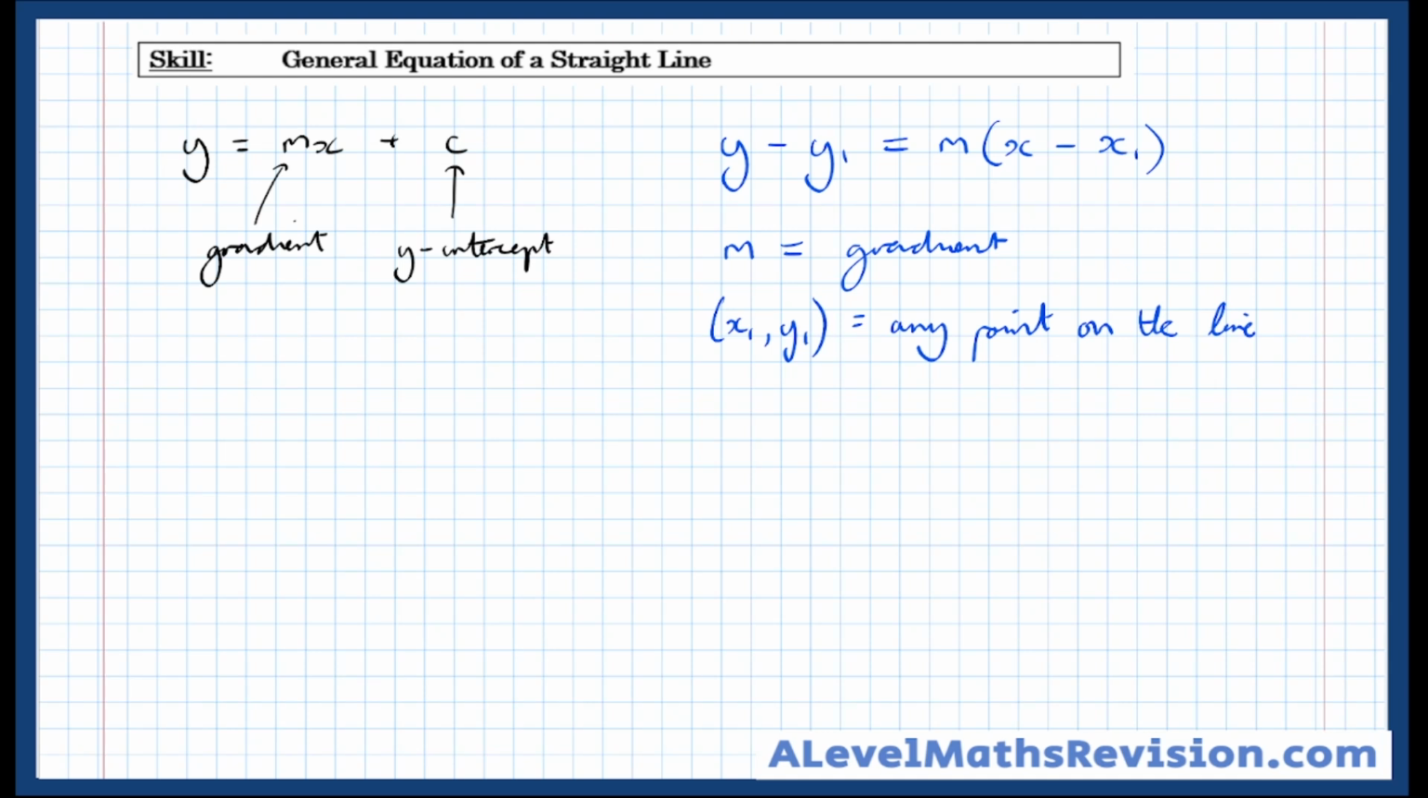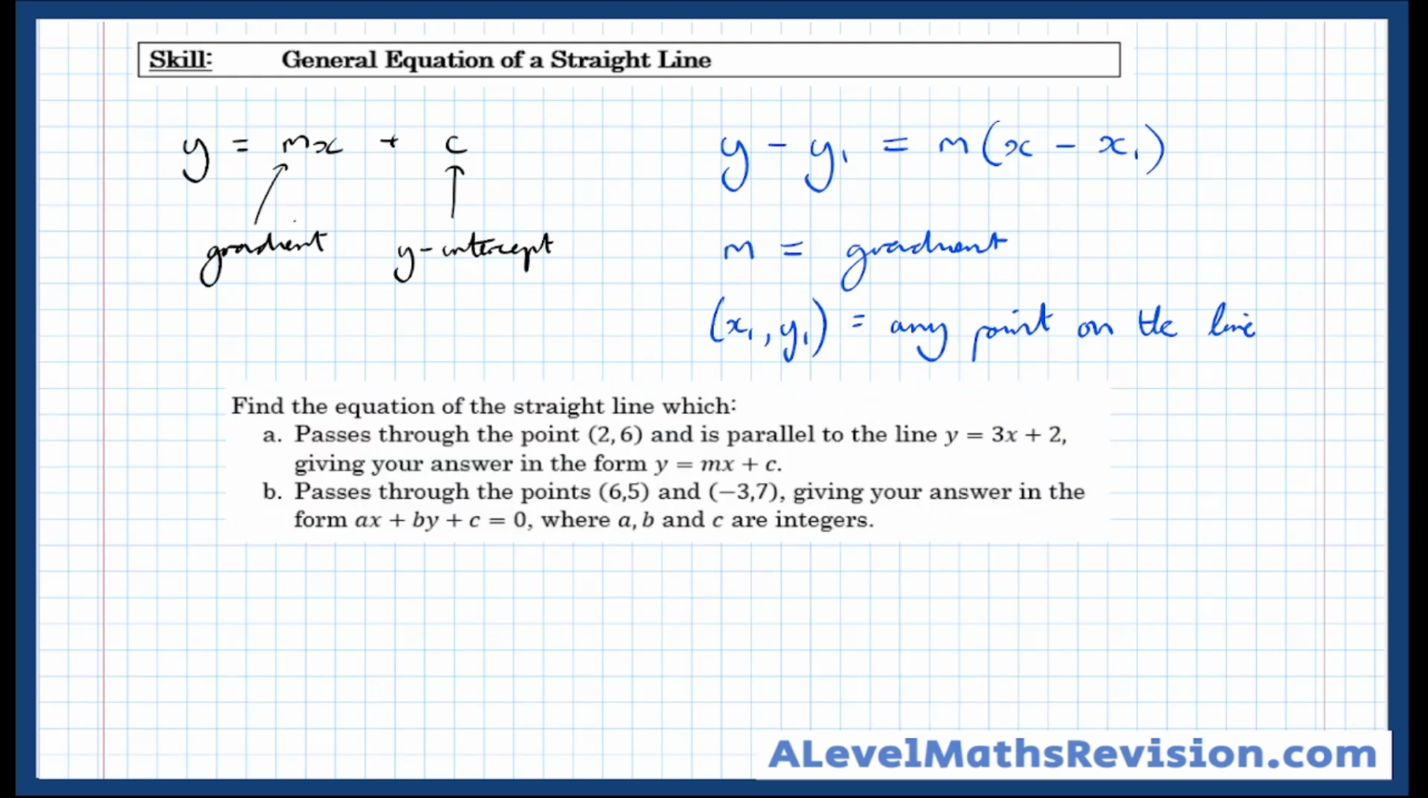And the advantage of using this one over this one is that with this one we can use any point on the line. We don't need to know the y-intercept. This could be any particular point on the line that we are given. So we're going to transition from using this equation for a straight line to this one. So let's put this into practice using an example.